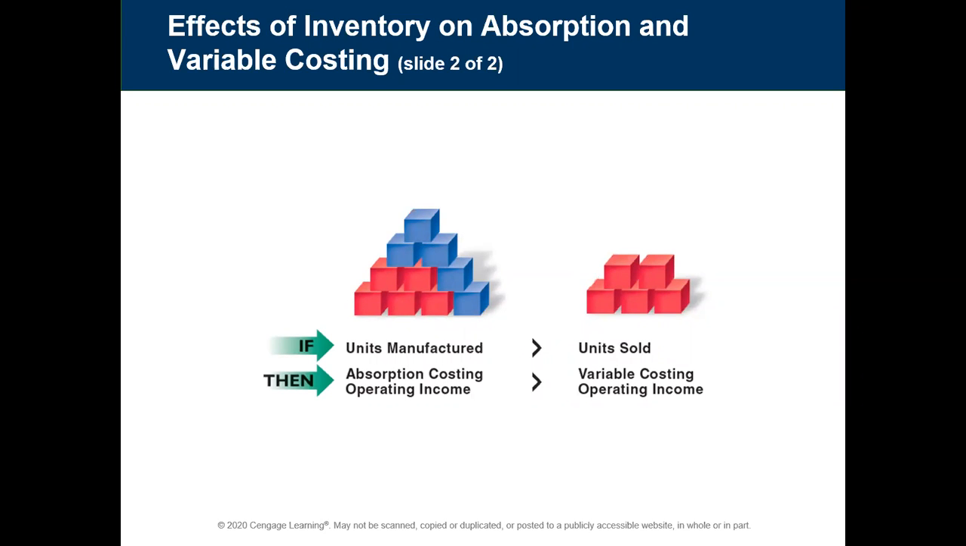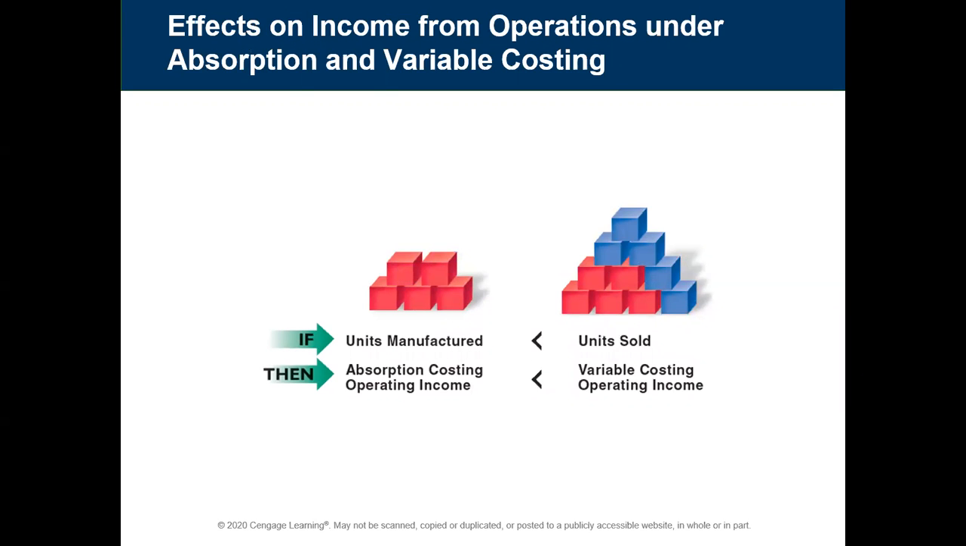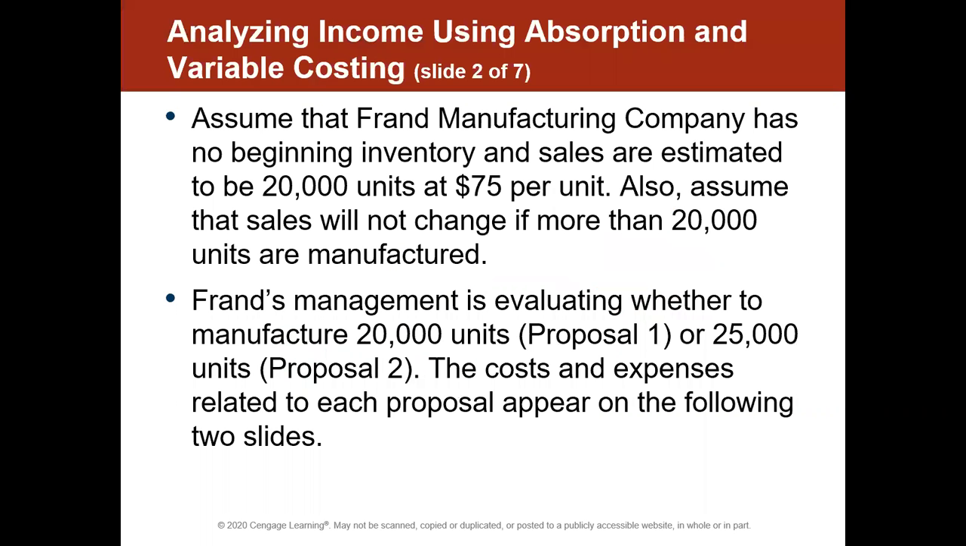All right. If units manufactured is greater than the units sold, then our absorption costing operating income will be greater than the variable costing operating income. And you guessed it, if the units manufactured is less than the units sold, then the absorption costing operating income will be less than the variable costing operating income. It's important for this chapter that you understand that relationship. Even if you have to write it down and make yourself a little cheat sheet, it'll help your brain wrap around what the problems are about. But yeah, that's just a summary of it.